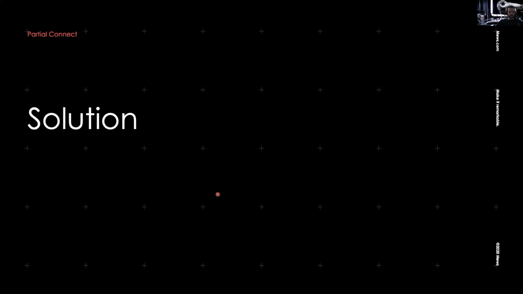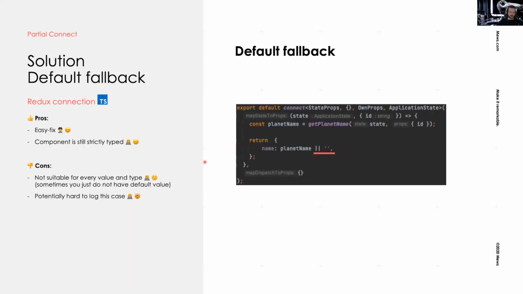What can be the solutions for this problem? Well, there is one, which is an easy fix, but not very suitable for all types or all values, because let's be honest, what is the default value of any planet in the Star Wars universe? There is none, right? So we can use the default fallback like this. It will basically satisfy the types, but we are screwed because we don't know about it. So we have no potential log over it. And we don't actually know that the application is somehow broken, and it shouldn't be.